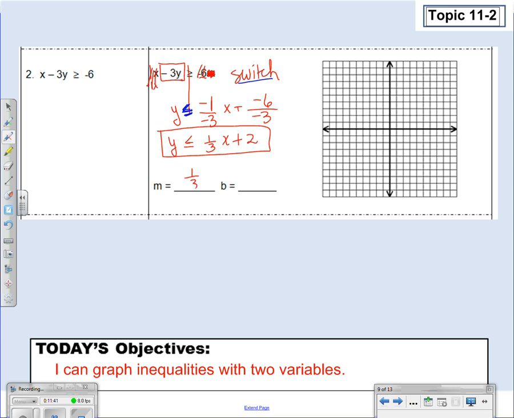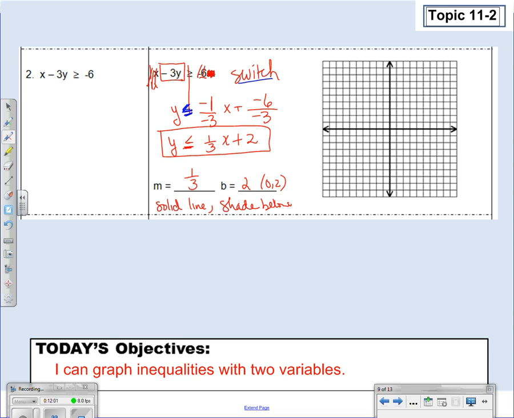Our slope is 1/3, our y-intercept is 2, or 0, 2. It's an inequality. It has a line underneath the less than sign, so that means it is a solid line. And because it's less than, we shall shade below.